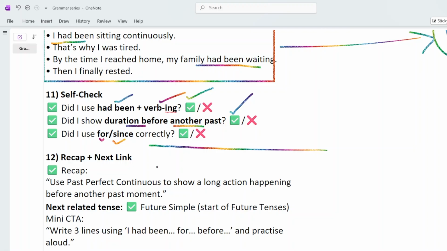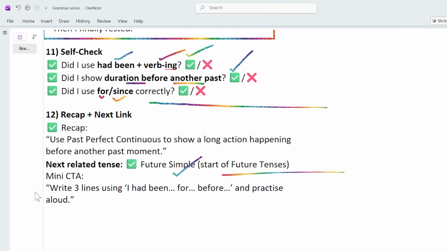Now, the next related tense we will be talking about is future simple, or simple future, the start of our future tenses. A small call to action before I leave for today: write 3 lines using I had been. Use words like for, before, and practice these sentences, whatever you write, aloud.